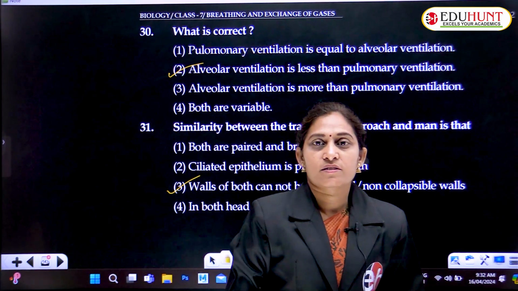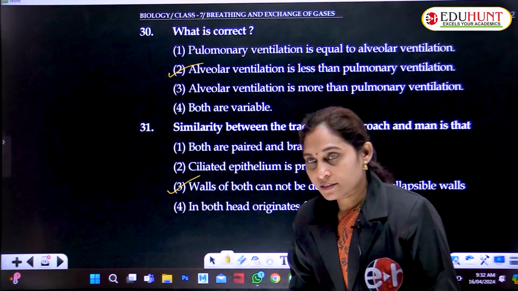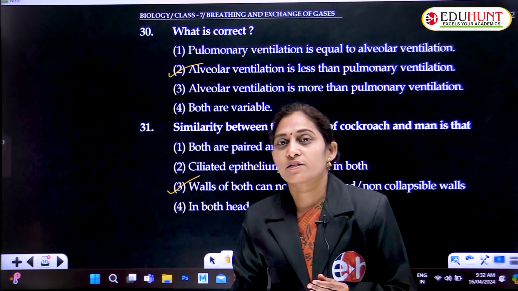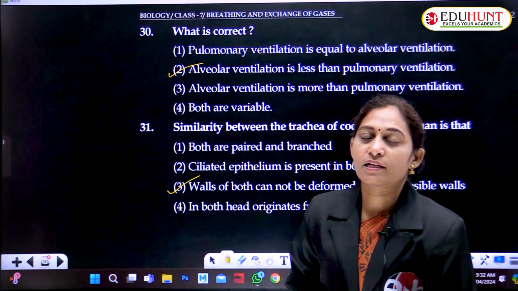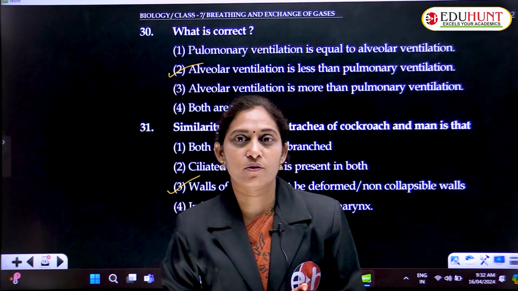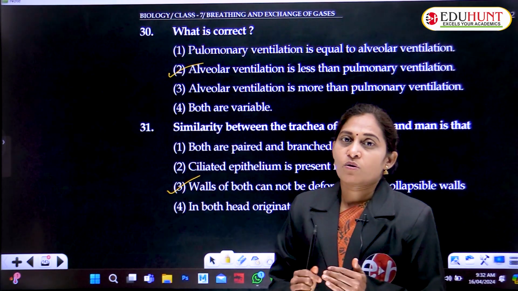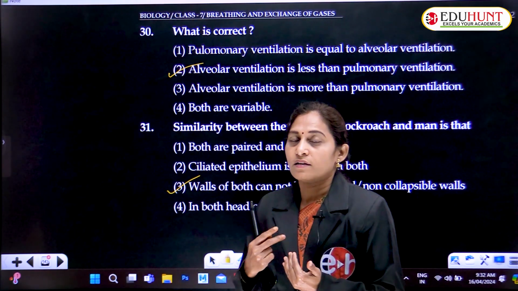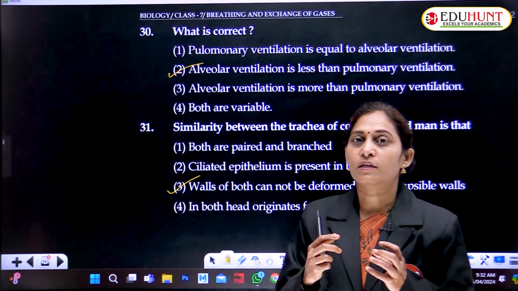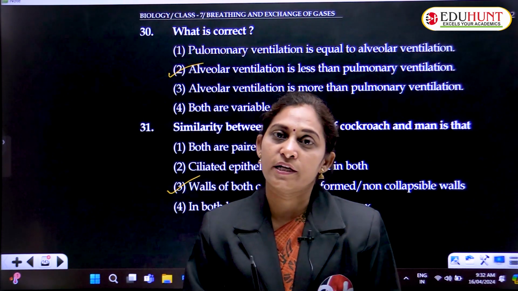So dear students, this is the end of the session. In this session, we have learned what is a residual volume, what is a tidal volume, and what is ERV, expiratory reserve volume, inspiratory reserve volume. So these are the various capacities of the lung volumes, how much amount of air that lung can accommodate.